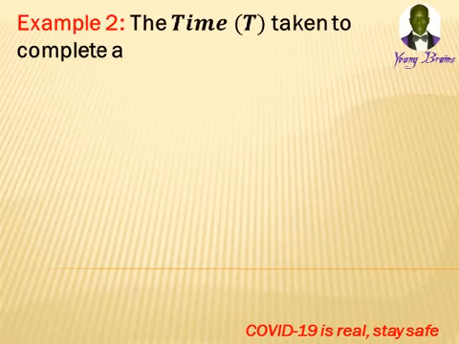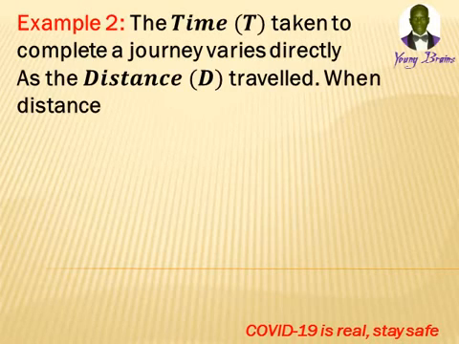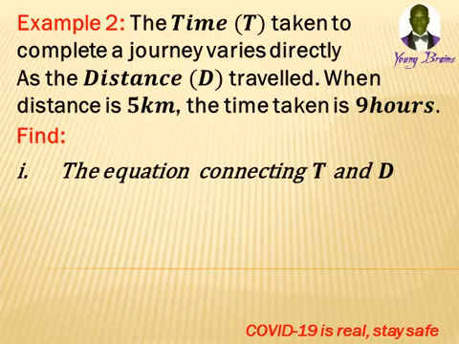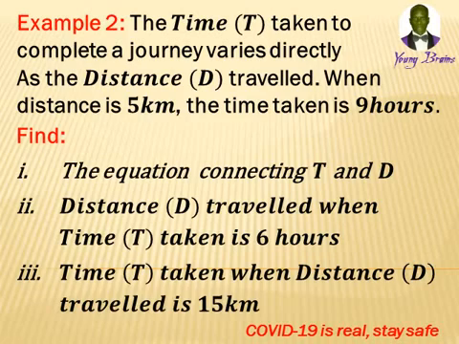Example number 2. The time t taken to complete a journey varies directly as the distance d traveled. When distance is 5 kilometers, the time taken is 9 hours. Find 1. The equation connecting t and d. 2. Find the distance d traveled when time t taken is 6 hours. 3. Find the time t taken when distance d traveled is 15.